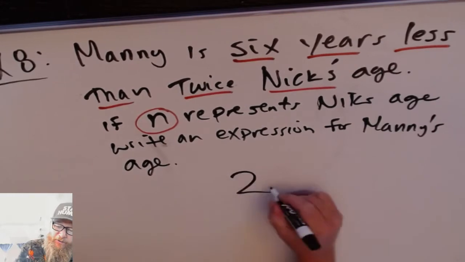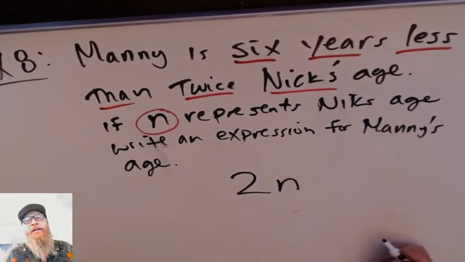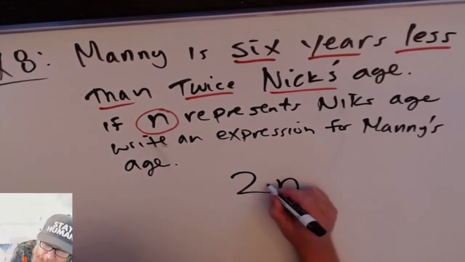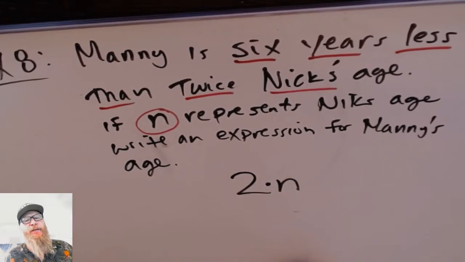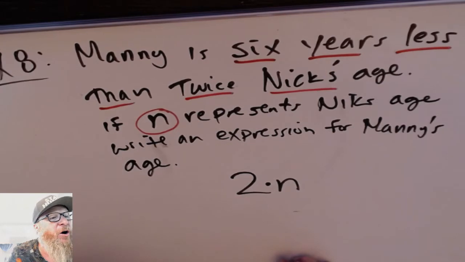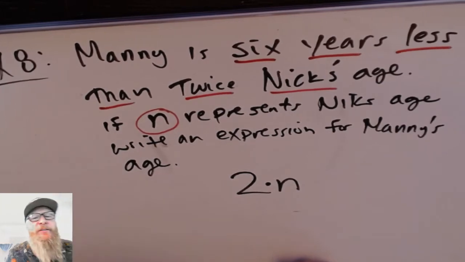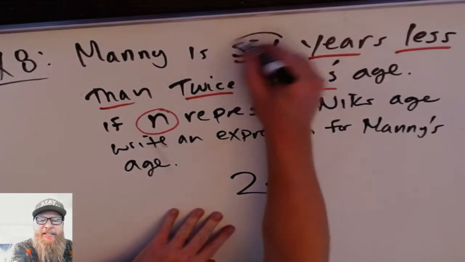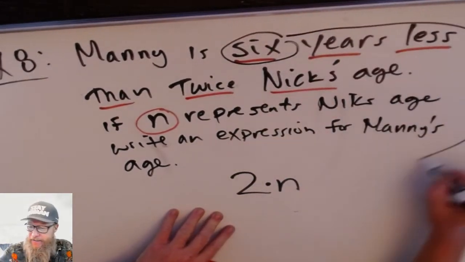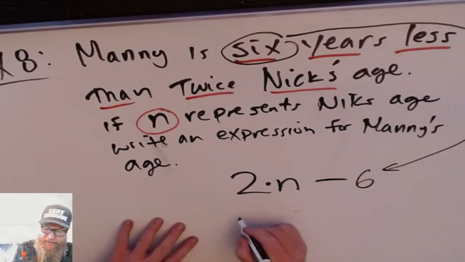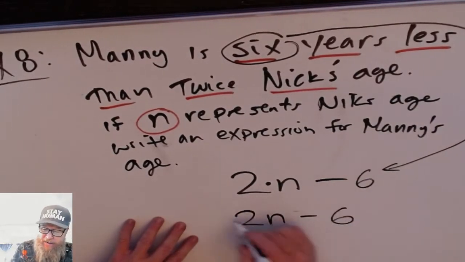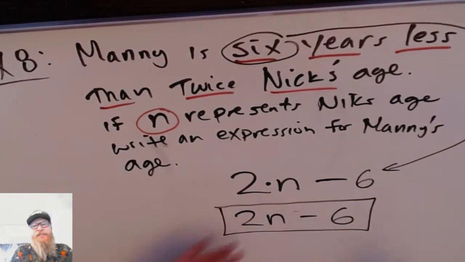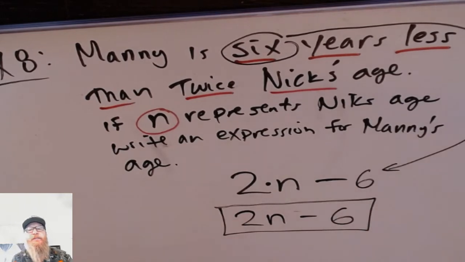So we're going to do double Nick's age. Twice means double. If you really want to be safe, you can put the multiplication dot on your keyboard. It's like a star. What is it? Shift 8. Or there might be a little pop-up menu with the dot. And then 6 years less. So subtract 6. And if you like, you can omit the dot and just say 2n minus 6. Or not. You could leave the dot if you like.